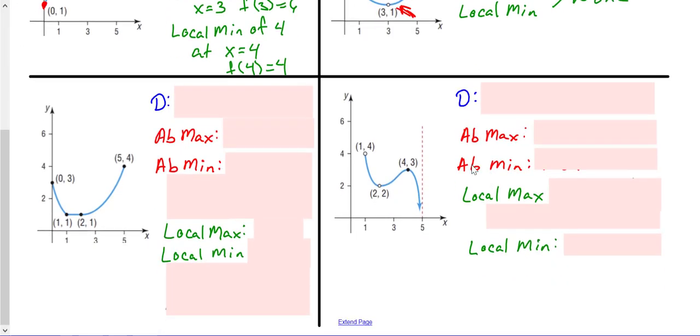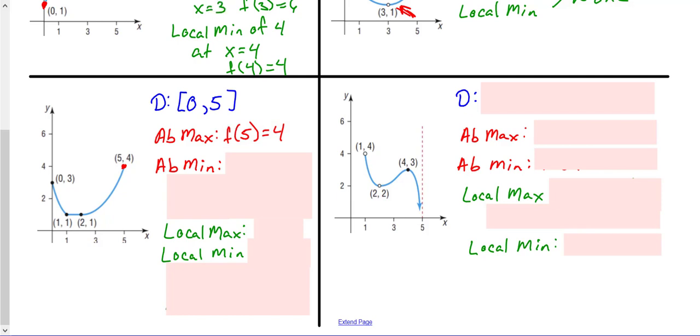Okay, let's look at two more examples. So the domain for this one is going to travel from 0 all the way over to 5, and both ends are included. So the interval would be done with brackets. The maximum here, this is the highest point on our function. So our maximum is going to be f of 5 equals 4.